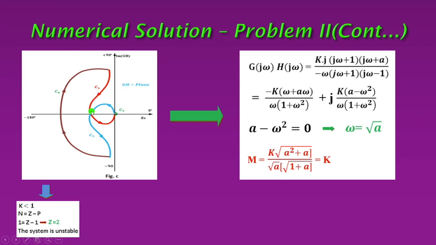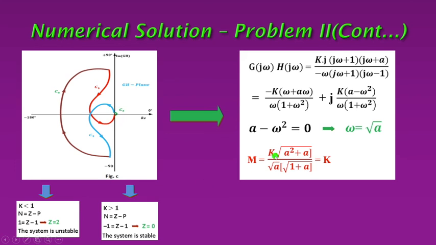If this value of K is less than 1, then the minus 1 plus j0 point is present on that side. So the number of encirclements is 1 and the direction is clockwise, so positive 1. And here one open loop pole is present in the right half of the S plane, so P equal to 1. Then Z equal to 2. So the system is unstable.